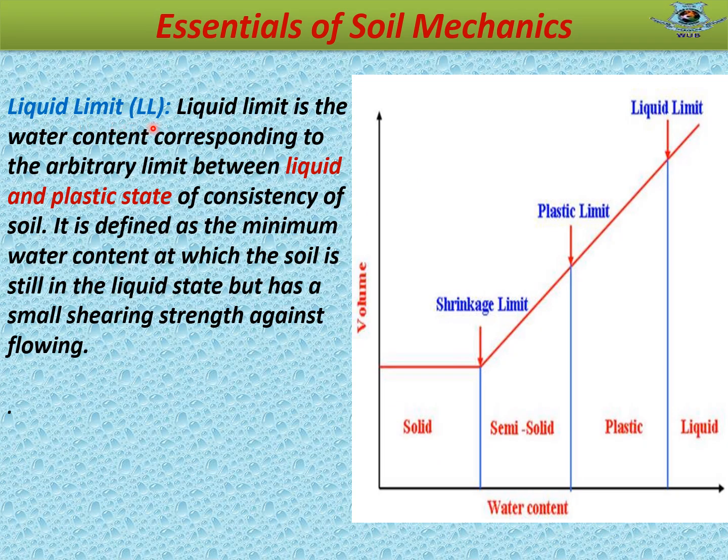Liquid limit, LL. Liquid limit is the water content corresponding to the arbitrary limit between liquid and plastic state of consistency of soil. So we can say liquid limit is the boundary limit between liquid and plastic state. It is defined as the minimum water content at which the soil is still in the liquid state but has a small shearing strength against flowing. If we decrease water content slightly, the soil will become plastic.